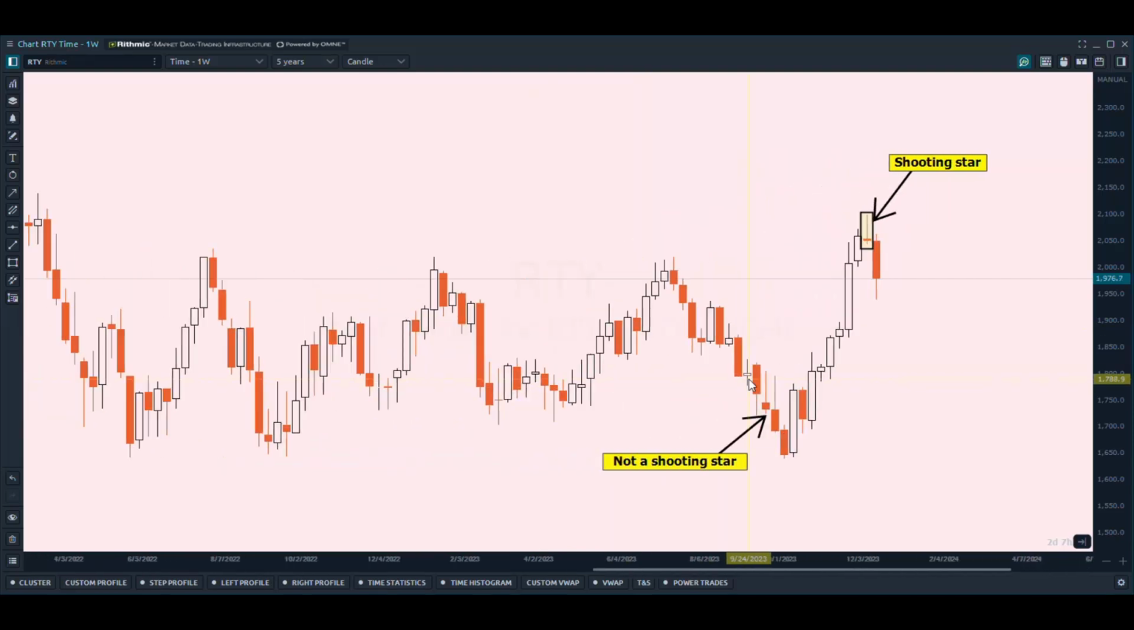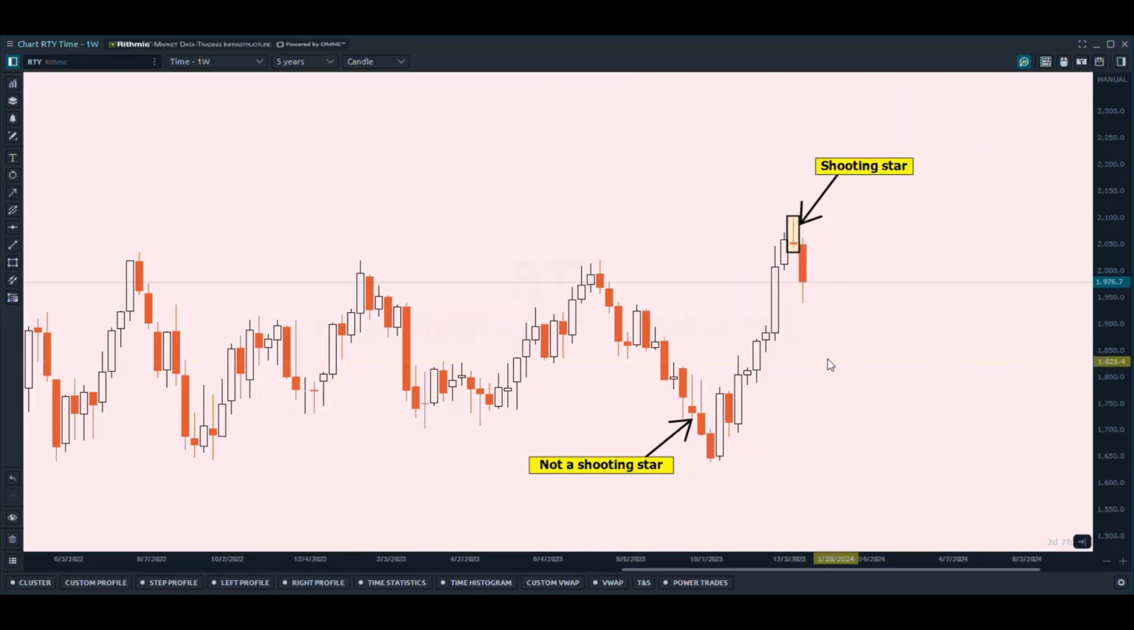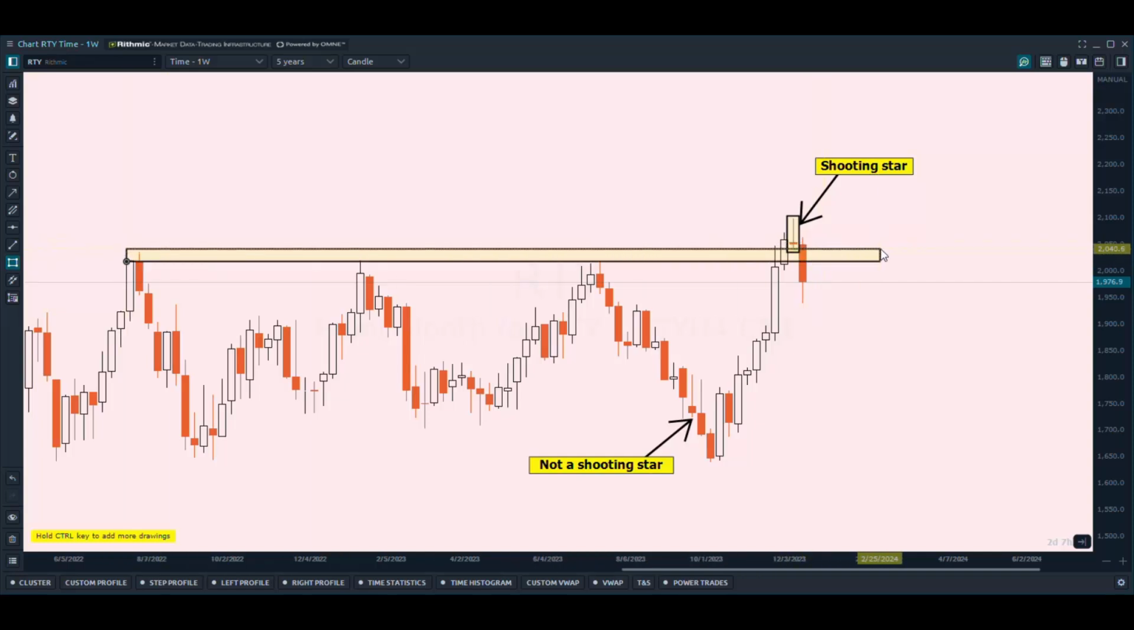The last thing that I wanted to focus on here is, one, you want to see the shooting star in an uptrend for the downside move. As I mentioned, the trigger is a break below that previous low of the shooting star. And then if you are around a resistance zone, that's even more. Now you can see here, this isn't perfect.